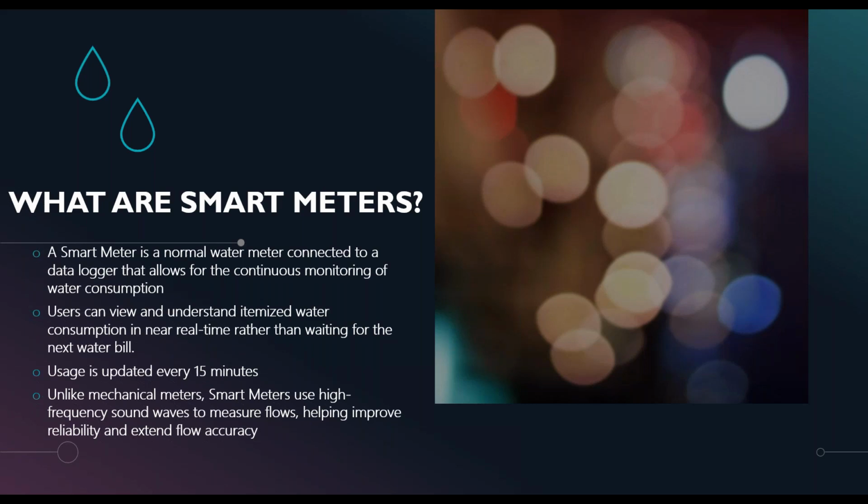Unlike a mechanical meter, smart meters use high frequency sound waves to measure flow, helping improve the reliability and extend flow accuracy. So you're getting a more accurate read than what you would with a normal mechanical meter.